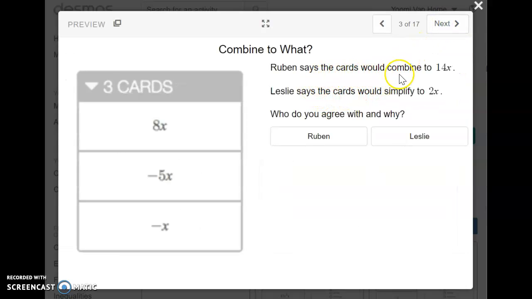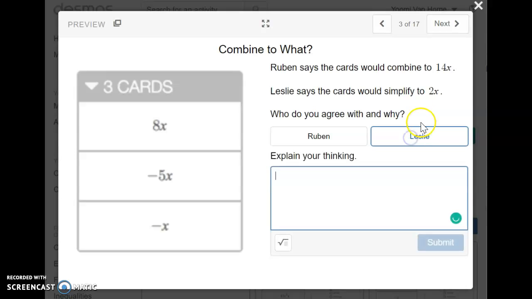Okay, Ruben says the cards would combine to 14x. Leslie says the cards would simplify to 2x. Who do you agree with and why? So 8x plus negative 5x minus x. This is like negative 5, and this is like negative 1. So 8 minus 5, that's 3. 3 minus 1 is 2. So we have 2 lots of x, so it's 2x. I would agree with Leslie. And you can explain why. Because you're not just combining the constants. That negative sign tells me that there is negative 5 lots of x, so you need to take that into account.